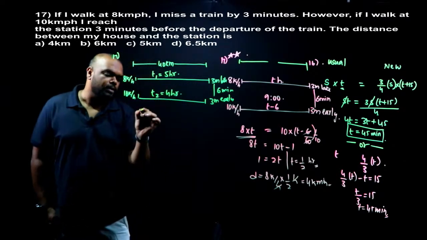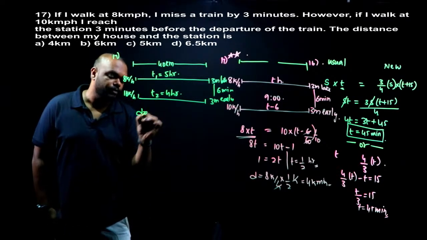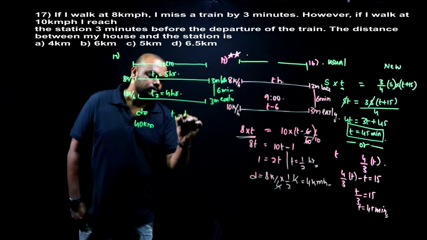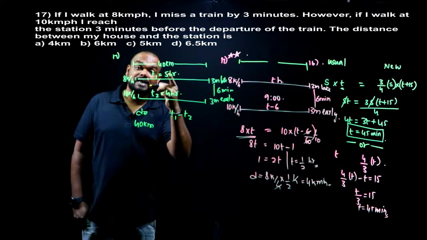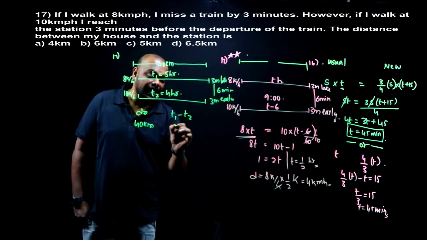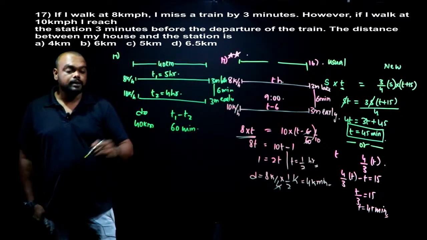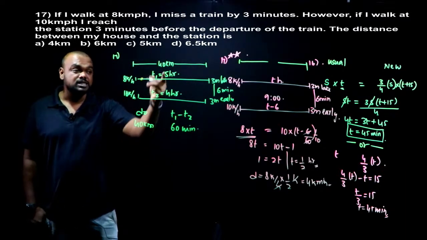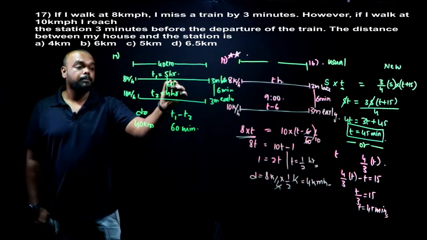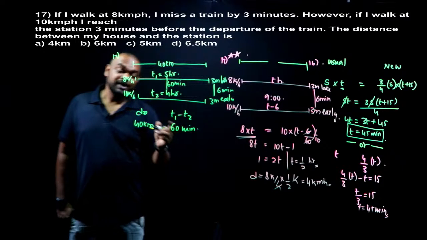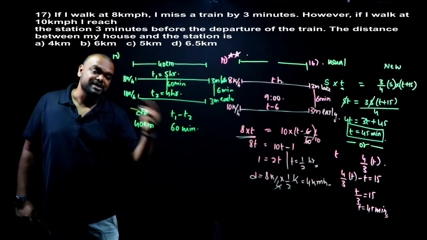Well, when you observe, when the distance is 40 kilometers, what is the time difference? 5 hours minus 4 hours. Here I am taking 5 hours, but here only 4 hours. I am getting a time difference of 60 minutes. If I consider the distance as 40 kilometers, the time difference is 60 minutes. But according to the question, what should the time difference be? Only 6 minutes, not 60.